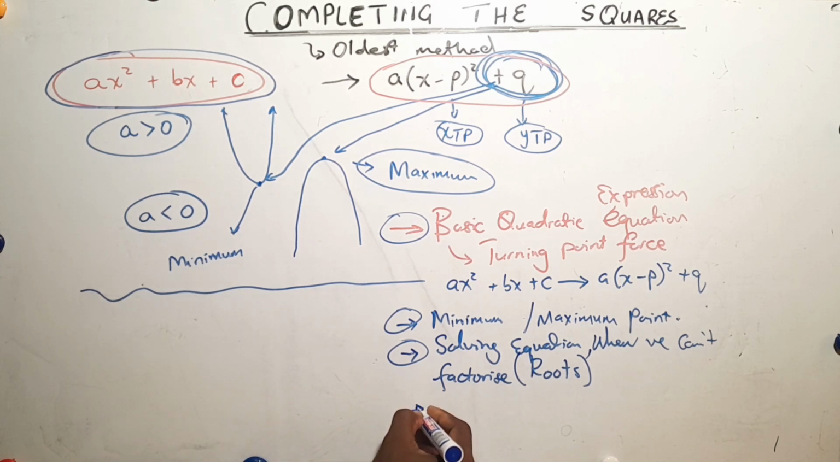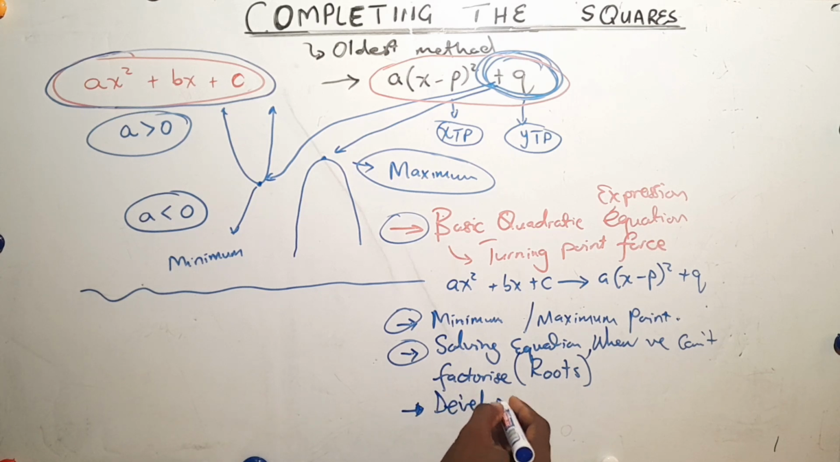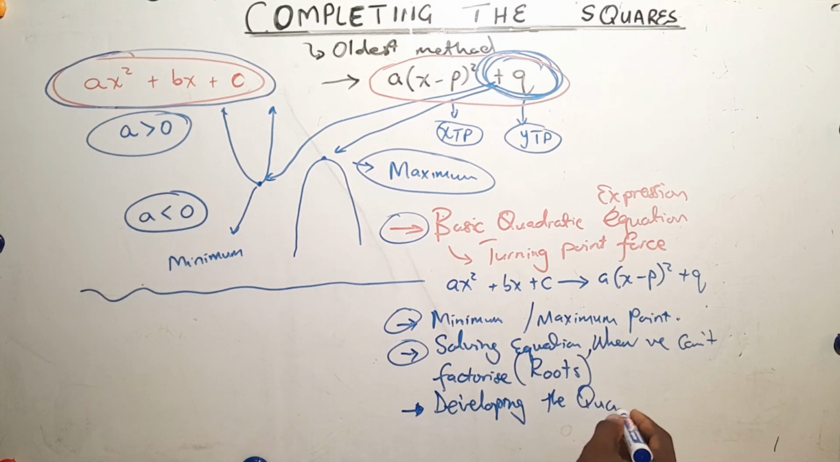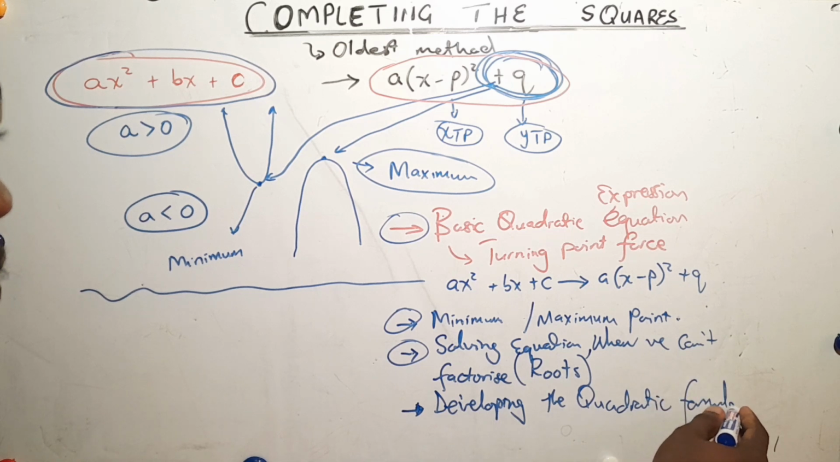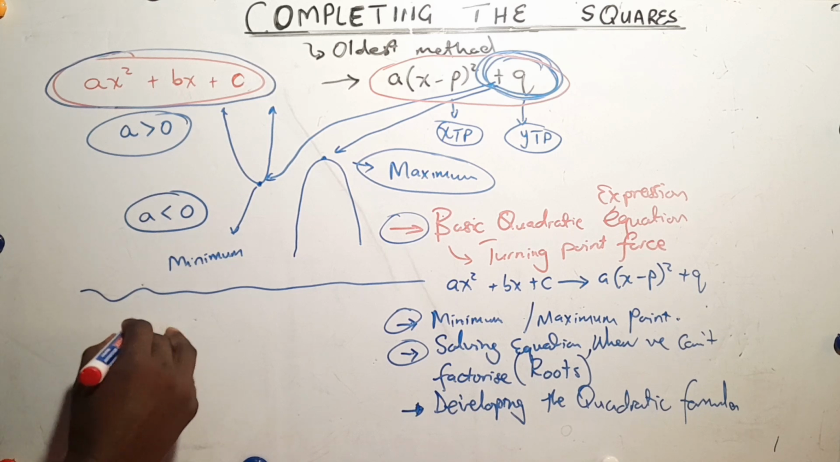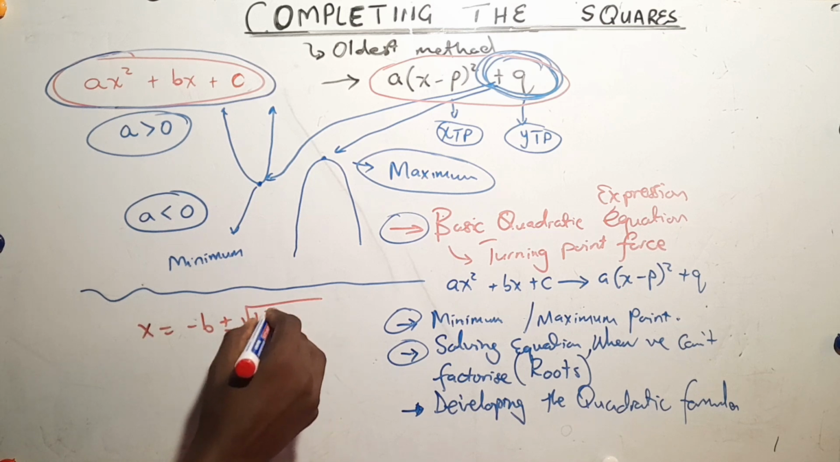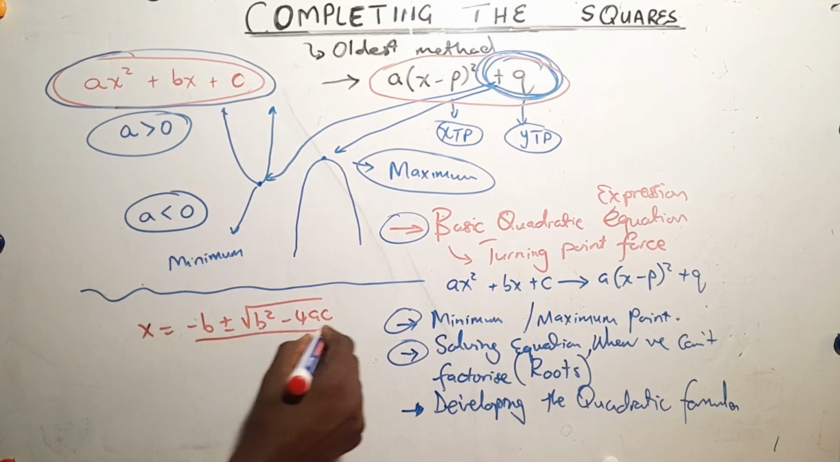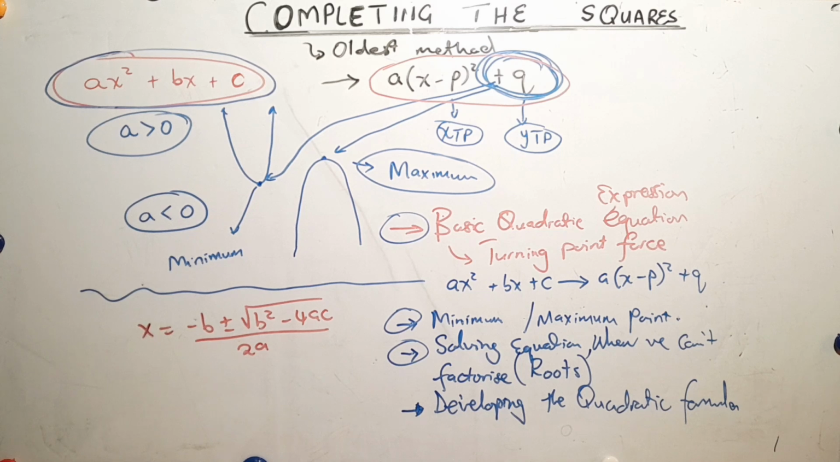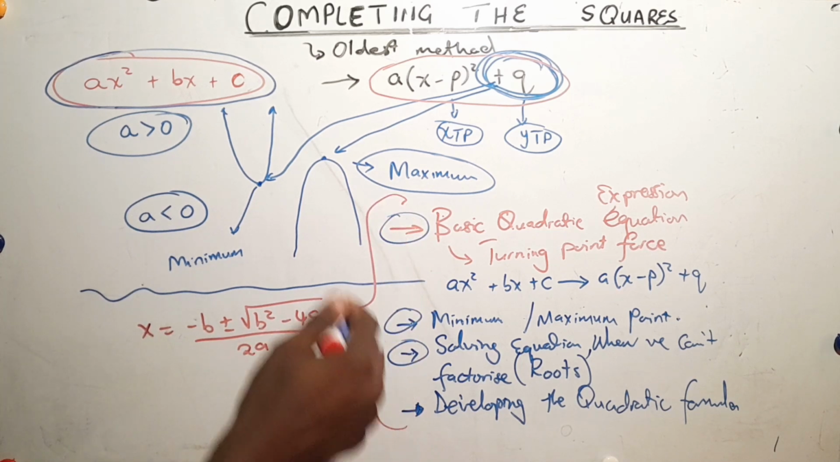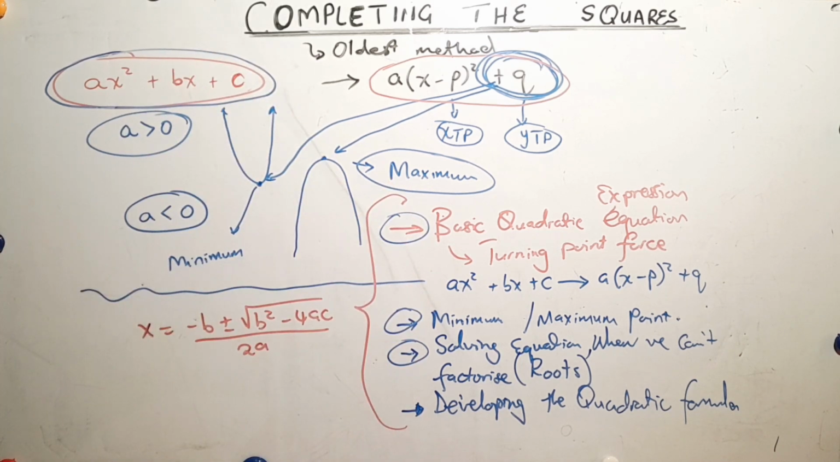And apart from this, it also helps in developing the quadratic formula. You remember the quadratic formula where x is equal to minus b plus or minus the square root of b squared minus 4ac, all over 2a. So we can see that these 4 things we can get with the help of completing the squares.